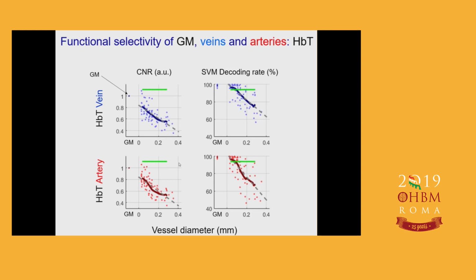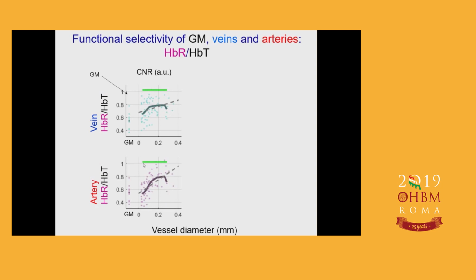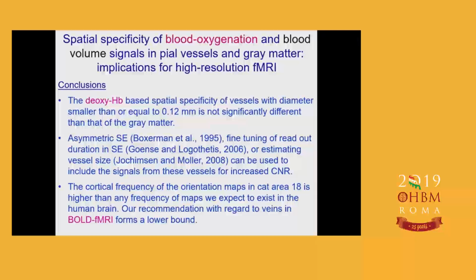Interestingly, with cerebral blood volume, we get selective responses also from arteries, which we cannot get with BOLD imaging. And overall, if we look at the spatial specificity of deoxyhemoglobin or BOLD divided by the spatial specificity of cerebral blood volume, we see that in gray matter the ratio is 0.55, meaning the spatial specificity of cerebral blood volume is much better than that of BOLD imaging.